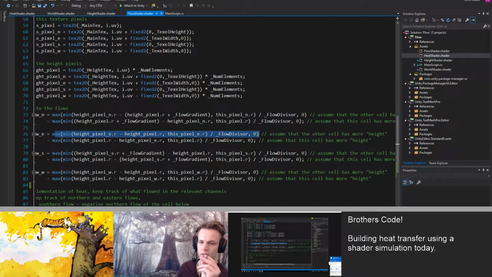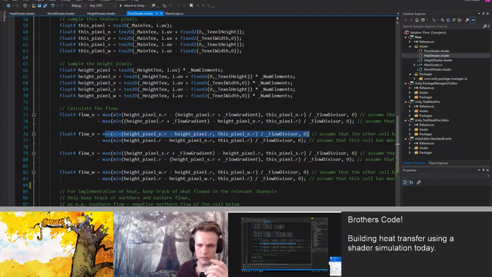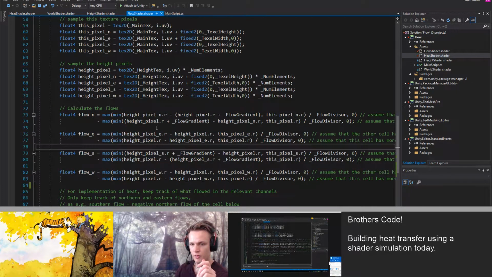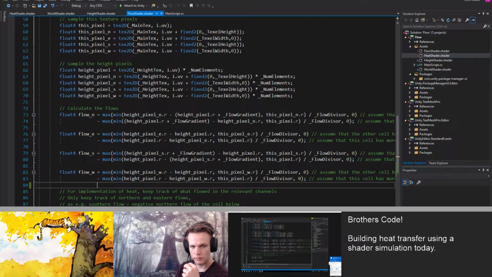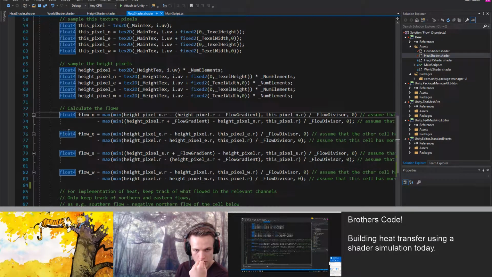So hold on. Let me read this because this is new for me. So height pixel north, the amount that you have is dot r the amounts? Yeah, this is all dot r's. North and south have the extra flow gradient, which does the up-down motion. Right. So the flow north is the minimum of. We can also just get rid of north and south. No, it's okay.